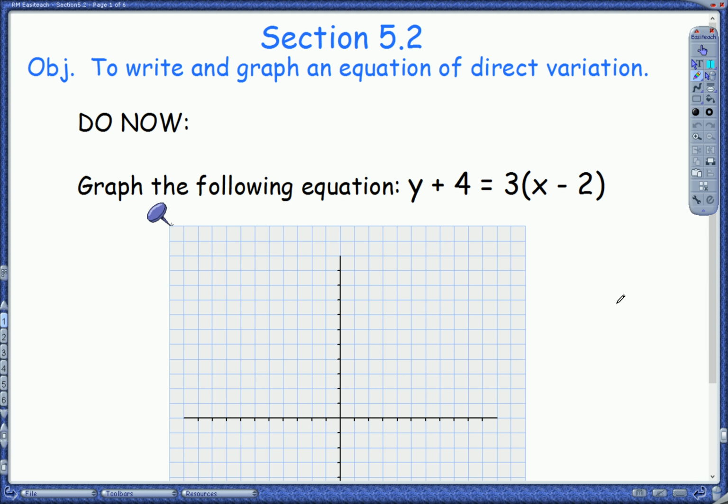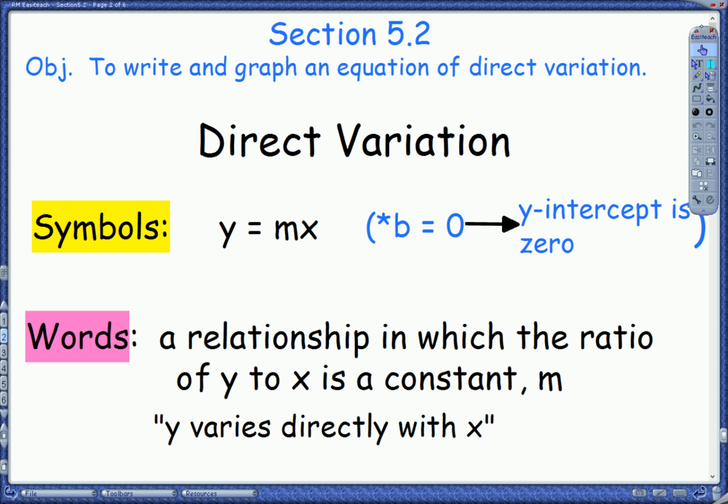Hi, so today I'm going to go over 5.2, which is direct variation. I'm going to skip the do now because this was from a previous section. I'm going to start here.